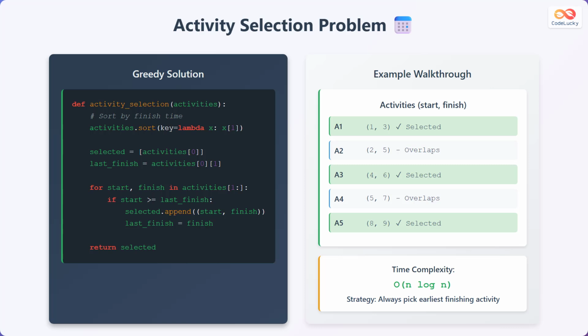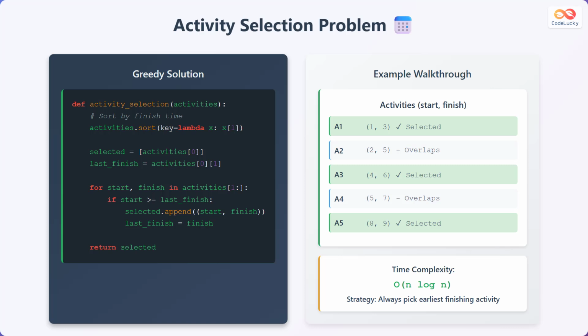The implementation first sorts activities by their finish times. Select the first activity and set its finish time as the last finish time. For each subsequent activity, if its start time is greater than or equal to the last finish time, select it and update the last finish time. The example shows activities with start and finish times in parentheses.